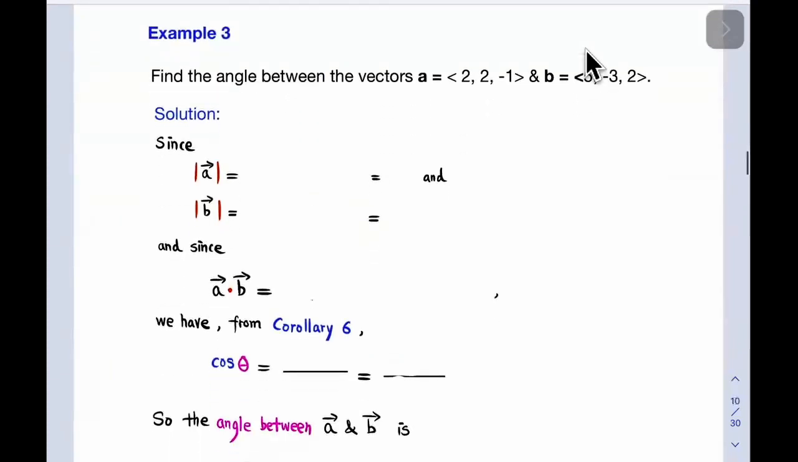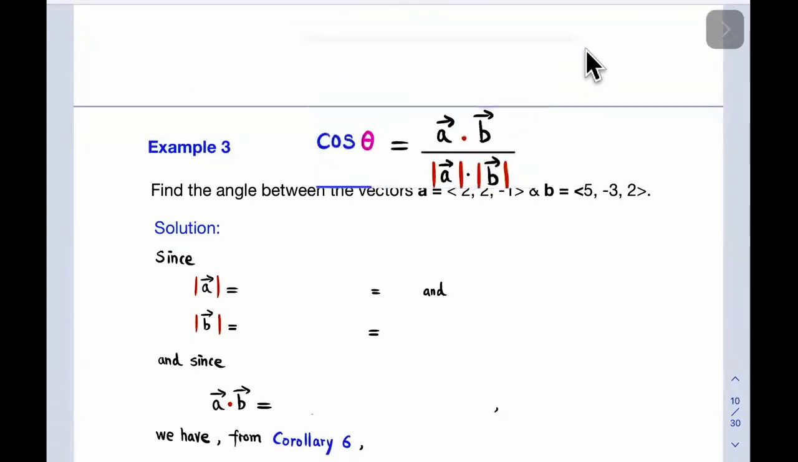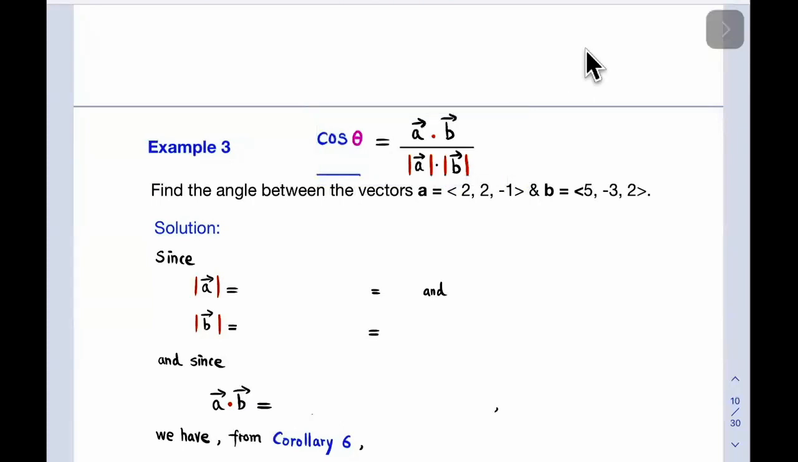Now in this next example, we're trying to find the angle between these two vectors. The formula here is cosine theta equals this, and we can use it to find the angle. In order to use this formula, the first thing we need to do is find the magnitude, or length, of A and B. What is the magnitude of A? How do you find that?